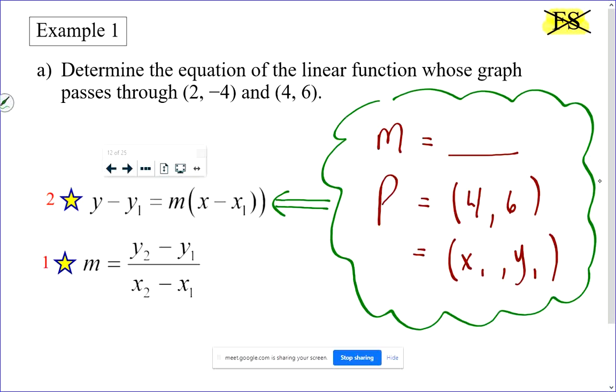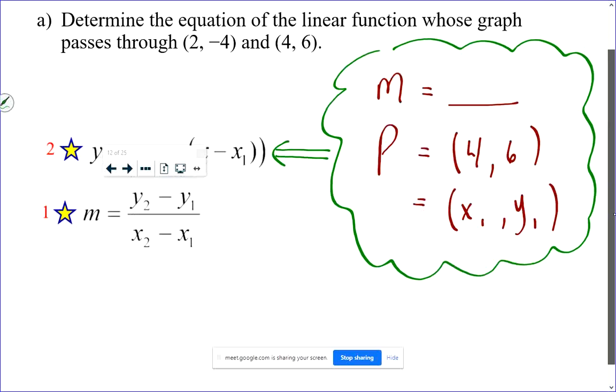If the line passes through both of these points, we could use 4, 6 for x1, y1, or we could use 2, -4. I'm not going to do this, but if you do it using the other point, you get the exact same equation in the end.